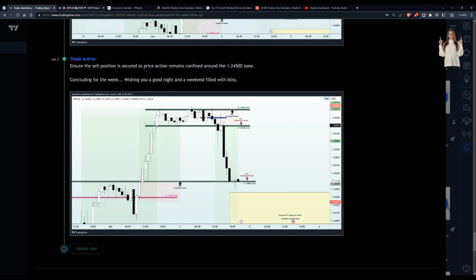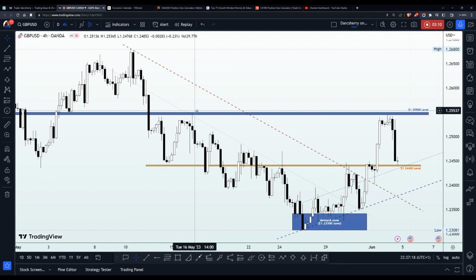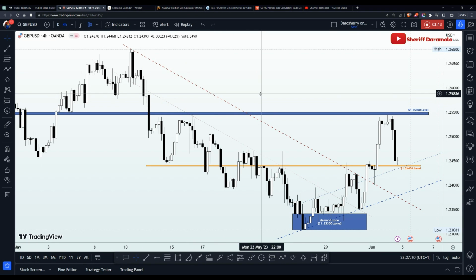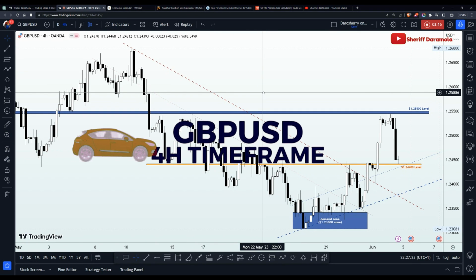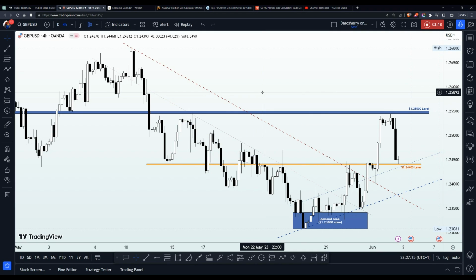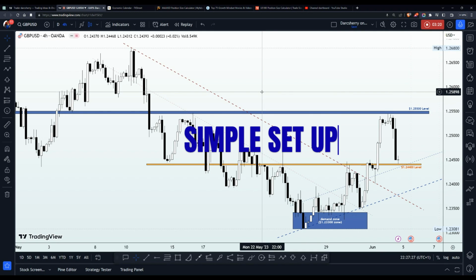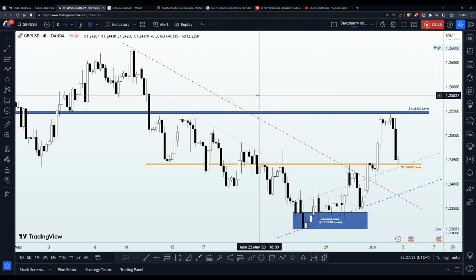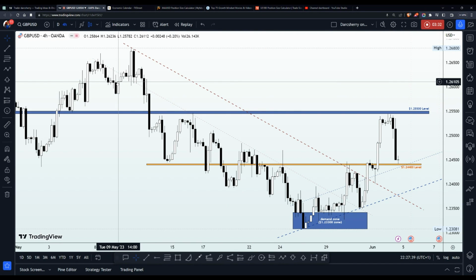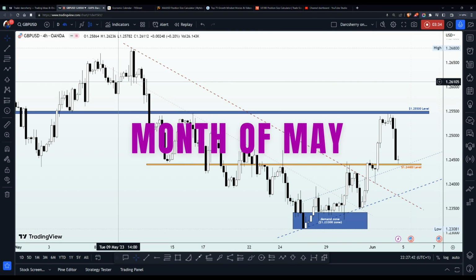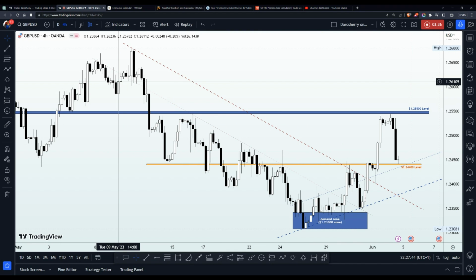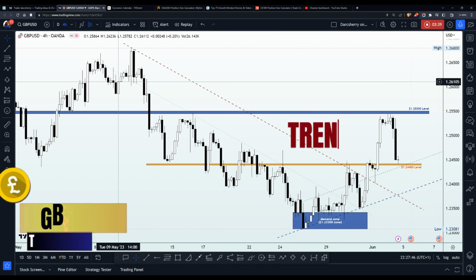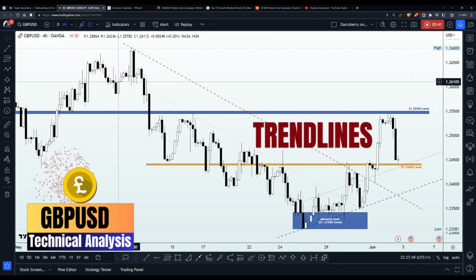So, with that being said, let's dive right into the business for today. And what we are going to be looking at here is the 4 hours time frame. And I was able to identify a simple setup here, which I think we can use to guide our trading activity for this week. So what I did here on the 4 hours time frame was to take into consideration price action activity since the beginning of the month of May, and I was able to identify these key levels and trend lines that we are going to be using for this week.